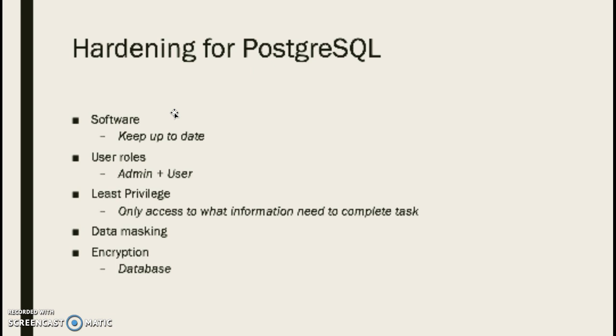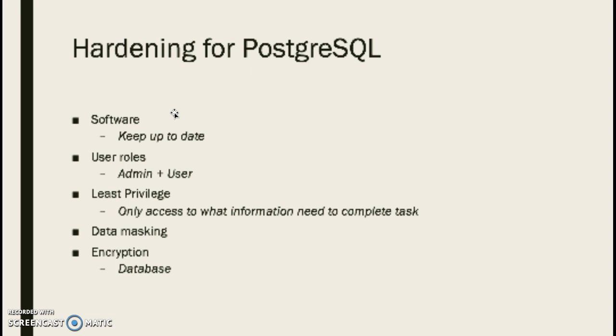Another thing is to have user roles. When you're running a database, it's always good to distinguish whether you're an admin or just a user, because if everyone has the same level of access, first of all, that's just a horrible idea. Don't do that. Least privilege, like I said a couple slides ago: only give people access to what they need to complete a task, because if you have the gates open for everything, that's just calling for an issue.